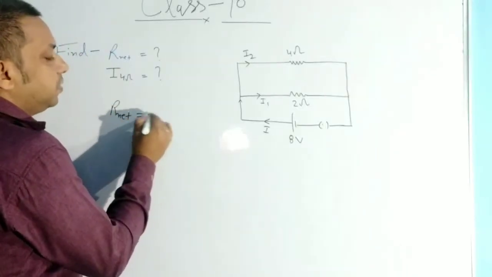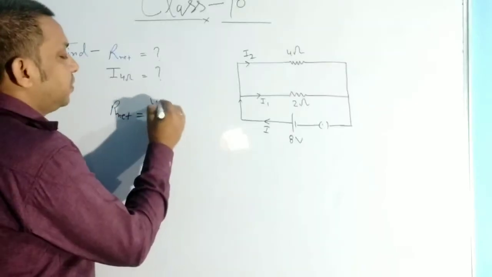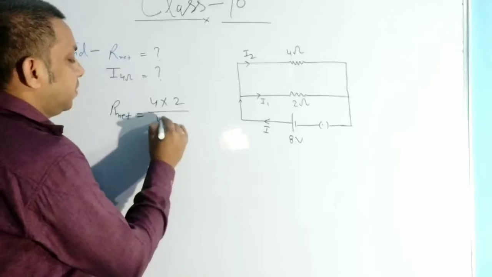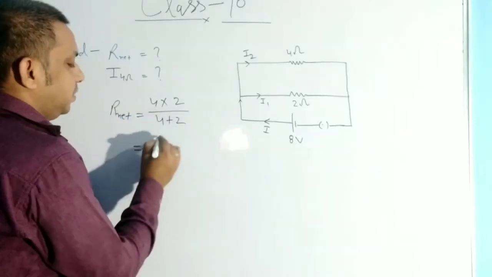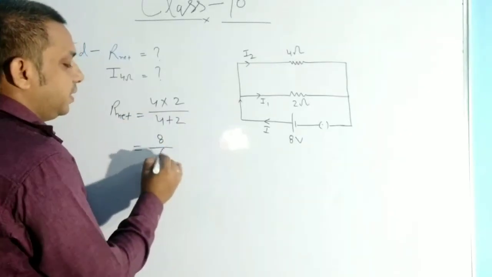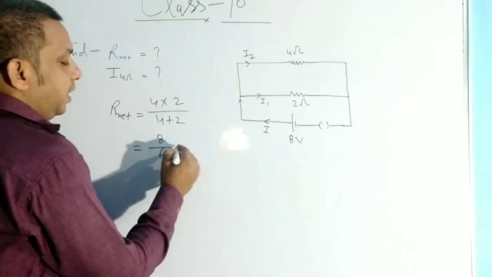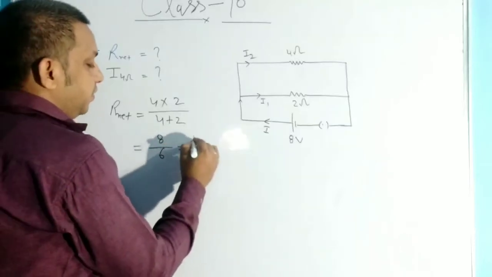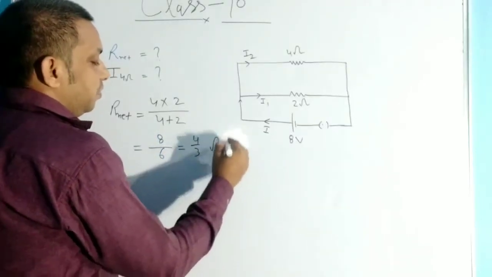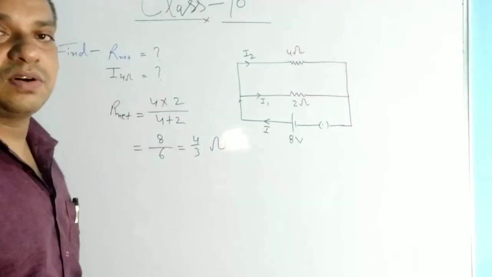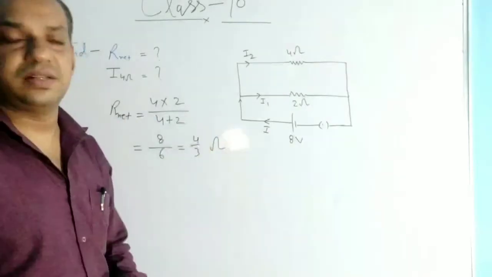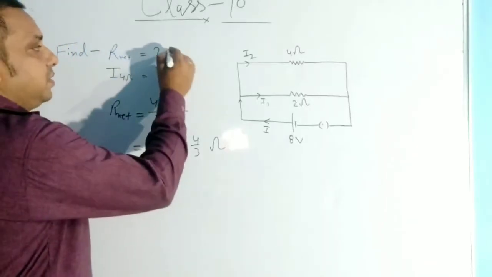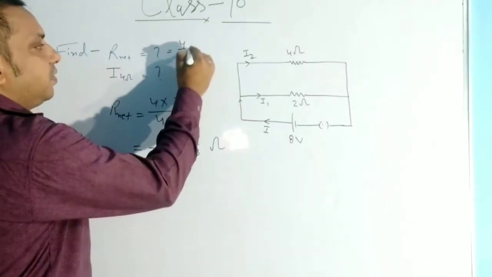R net is equal to R1 R2 divided by R1 plus R2, that is 4 into 2 divided by 4 plus 2. So 8 divided by 6. Okay? And we can also simplify this one. That becomes 4 by 3 ohm. So this is the net resistance offered by this circuitry. This is your first part answer, 4 by 3 ohm.